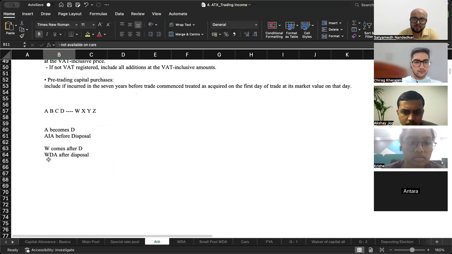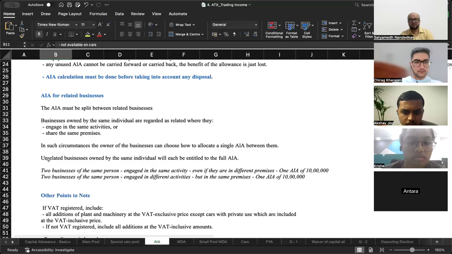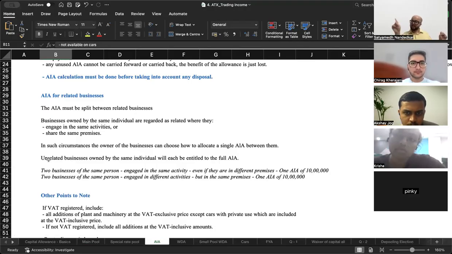AIA for related businesses, please keep in mind, businesses owned by the same individual are regarded as related where they engage in the same activities or they operate from the same premises. I have my ACCA coaching business and I also have my consultancy business operating out of the same premises. Then AIA will be split between the two businesses. 10 lakh entitlement for both. Or if they engage in the same activities.